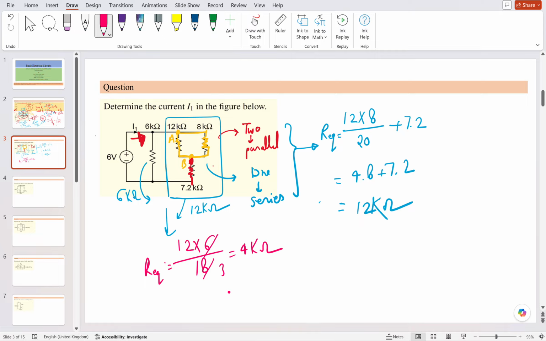What will be the current flowing from the source side basically? It will enter here, then get bifurcated based upon the resistance, then move forward and get bifurcated again. I will be equal to 6 volt, whatever the voltage source is, divided by R equivalent, which is basically 4 kilo ohms. So it will come out to be 1.5 milliamps.